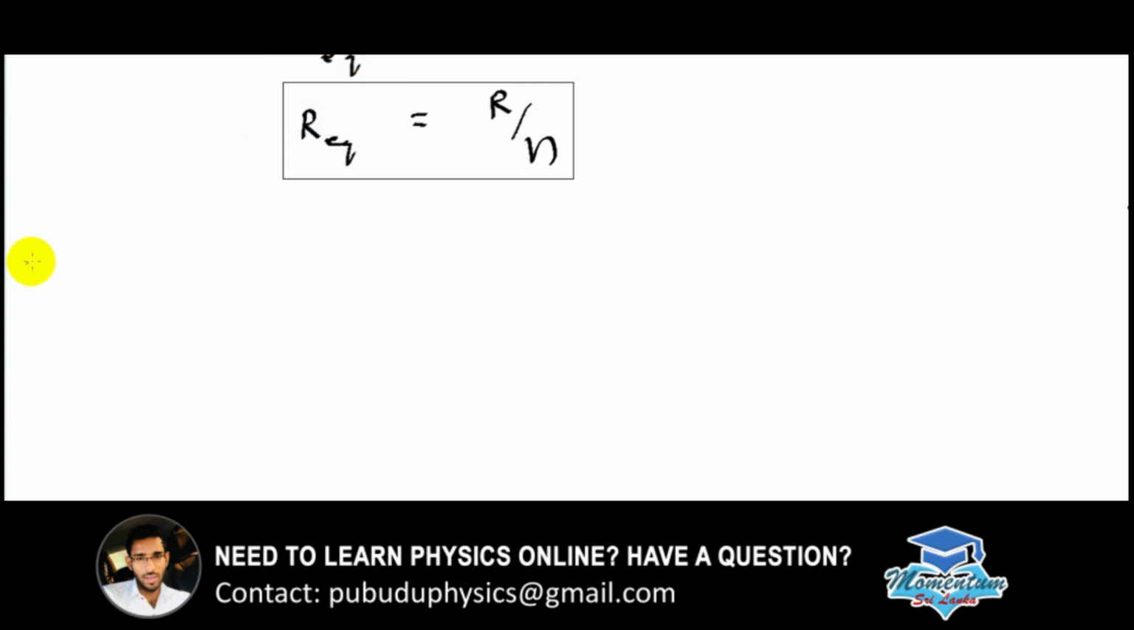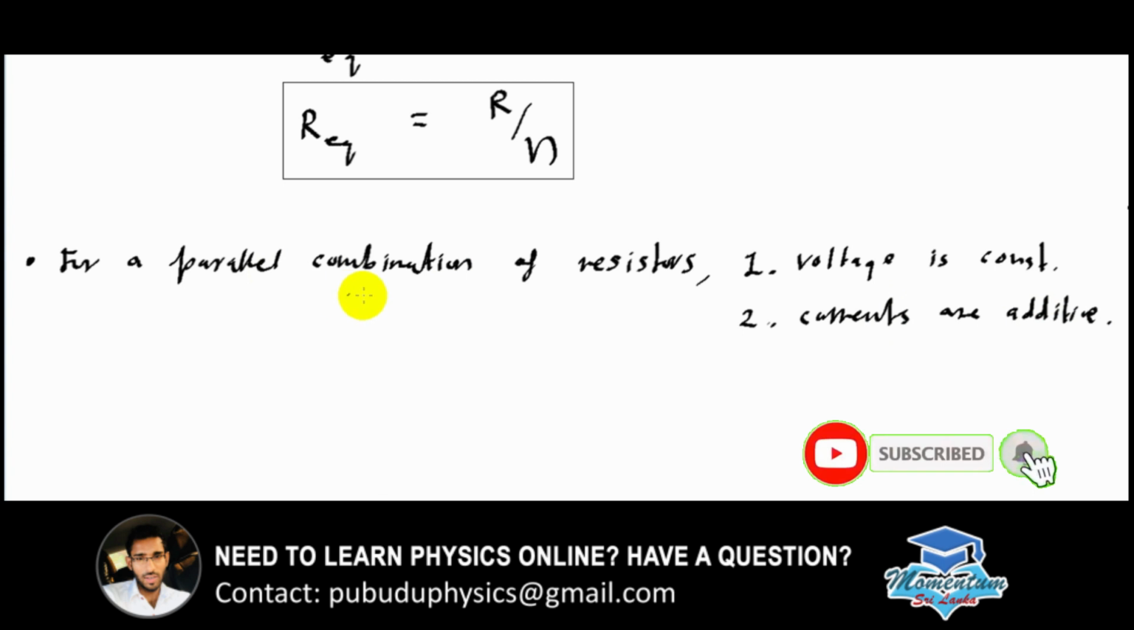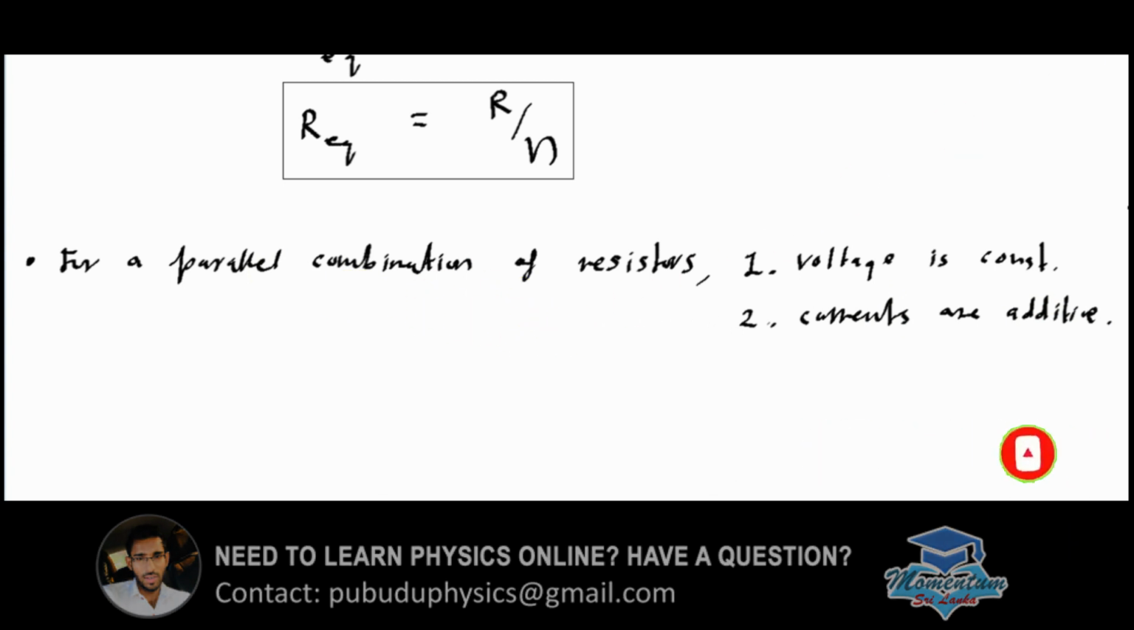So for the parallel combination of resistors, the first one: the voltage is constant. The second one: the currents are additive. So these are the two conditions with which a parallel combination of resistors is identified. Thank you very much.